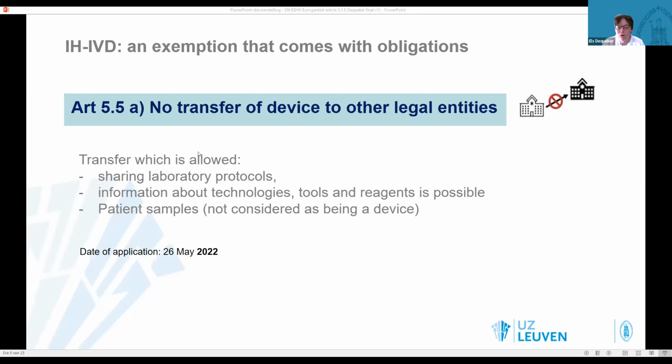And patient samples, according to the definition, are not considered as being a device. So if we send a patient to another legal entity, it's not that we are sending a device to another legal entity, it's just a patient, and the patient can be tested in that health institution by a CE-IVD, or if they have hospital exemption for their LDT, they can test it with an LDT. But the important thing is that we need to be compliant for the hospital exemption. The elements of Article 5.5 we need to comply with from now, so 2022. So important to know, this must already be in place in your laboratory.